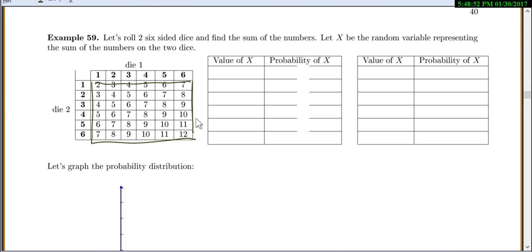So as you look at that table, what are my possible values of x? My sums can start at 2, and it looks like they go all the way up to 12. So let's write that in.